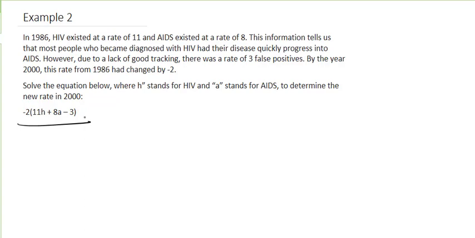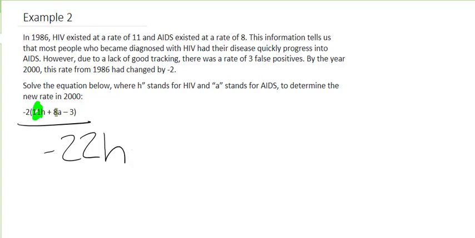So to solve this equation, we first look inside the parentheses to see if there's any more solving we can do. As we can see, there are no like terms that we can add or subtract or do anything with. So we can move on into multiplying. This multiplying step requires that we use distributive property. So we will first start by multiplying -2 times the 11h on the first step. So -2 times 11 is -22h.